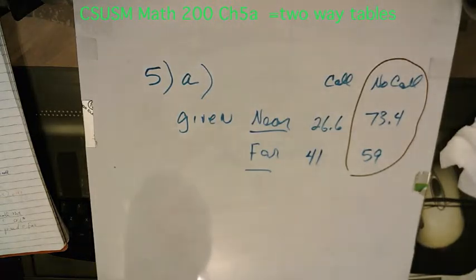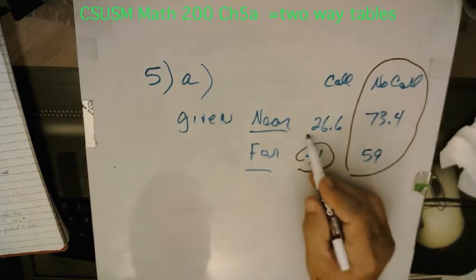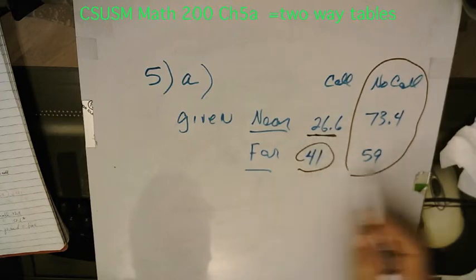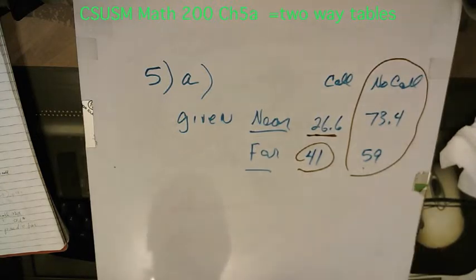Now, question B says, what about the probability of a call when the predator is far? Well, it's a little higher than if the predator is near, but again, there's a higher chance that there would be no call.